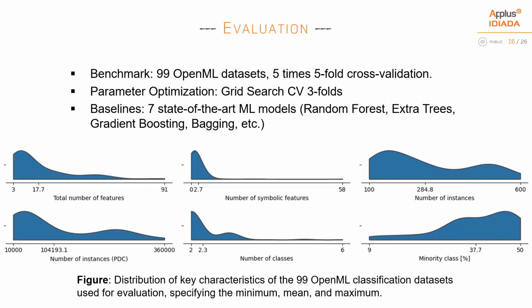We evaluated the PDL classifier on a large set of tabular datasets from OpenML, covering a variety of data points, features, classes, and levels of class imbalance. We used 5 repetitions of 5-fold cross-validation. To ensure accuracy, hyperparameters were tuned with nested cross-validation. Our comparison includes 7 state-of-the-art ML models, along with their equivalents using the PDL classifier.